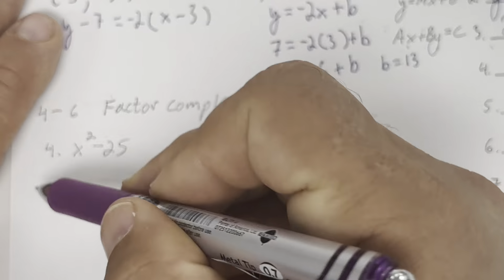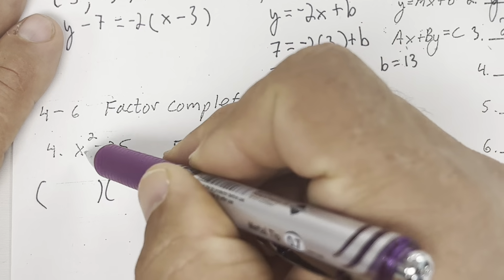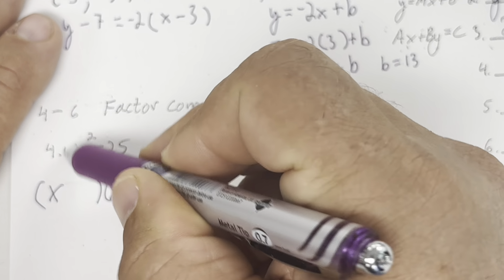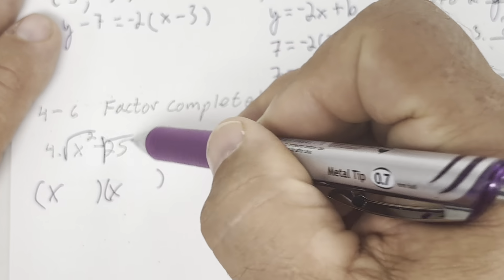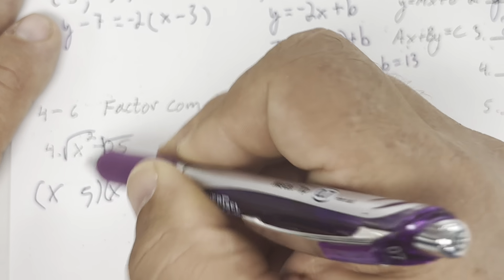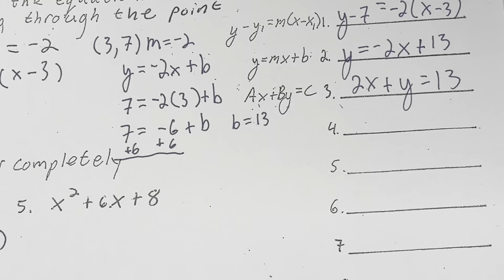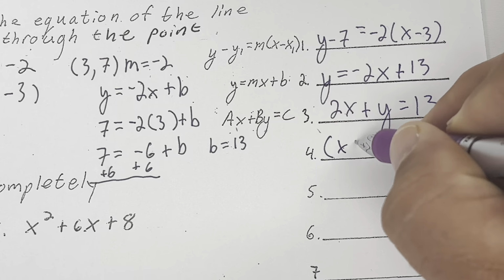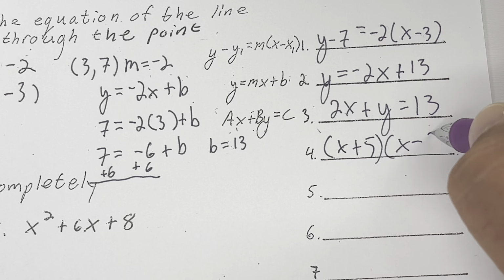For number 4, I'm asked to factor. It's a difference of two perfect squares. So the square root of x squared is x. The square root of 25 is 5. And we alternate the signs, plus minus. So x plus 5, x minus 5.